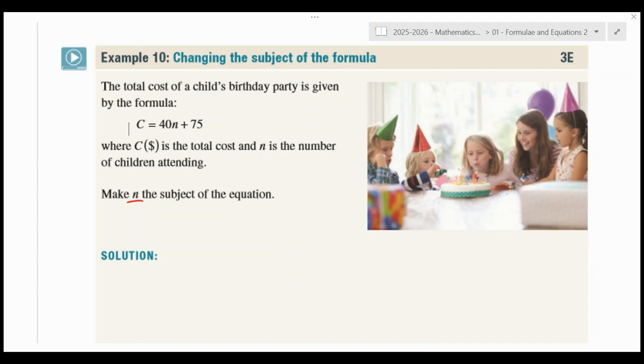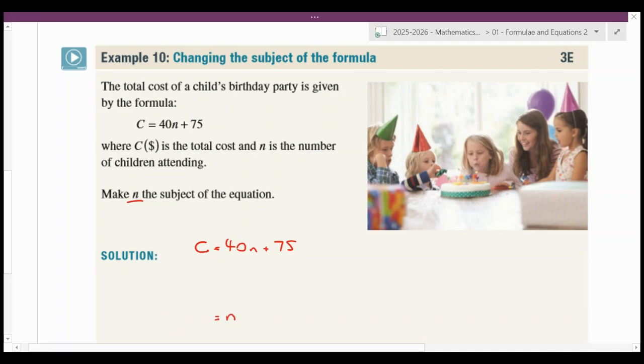Let's go. C equals, so I'm going to write it all down here and I'm just going to do it all in red today, 40n plus 75. So we want n on its own. Our end game is going to be n equals, okay? But it doesn't matter whether we do n equals or equals n. They've said to do it to the right-hand side. I don't care, and in fact, I'm not going to. Because my n is already on the right-hand side, I'm going to keep it there. So I'm going to end up with equals n.